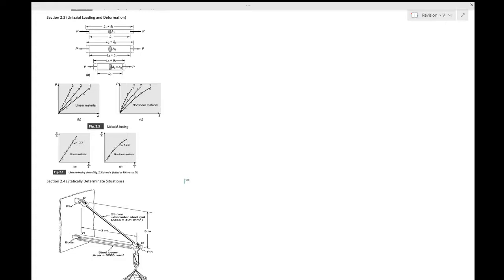So there are some basic types of deformation which we will take in most of the problems over here, and that would be looking like this figure A. So let's see what it means. This is a bar which is loaded by two forces, and you are interested in the relative motion of the points of application of the two forces.